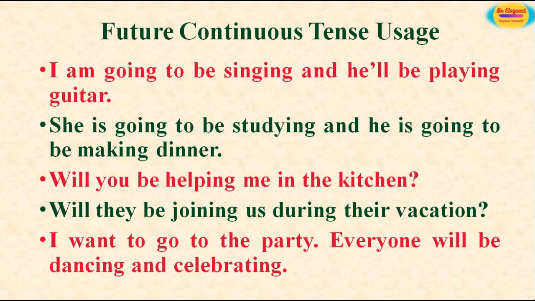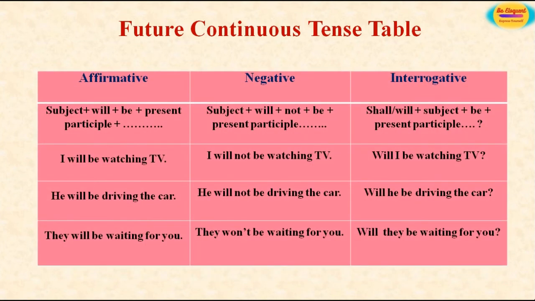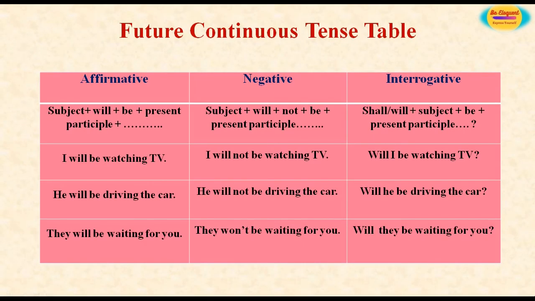It is also used to show the atmosphere in the future. I want to go to the party. Everyone will be dancing and celebrating. Look at the table to understand future continuous tense better. Often we use this tense for talking about an action that is going to take place in future and will continue for a certain period of time.